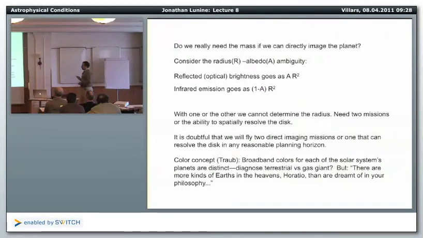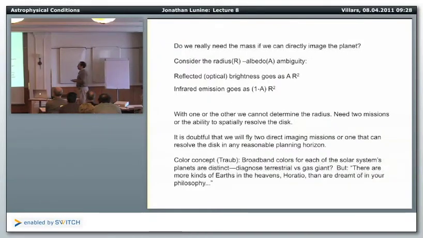And there's a classic problem in solar system observations of asteroids, where if you only see the optical brightness, the reflected light from the object, let's say the planet, that goes as the albedo times the radius squared, and you don't know whether it's a small object that's very bright or a big object that's very dark. If you have the infrared emission, that emission goes as 1 minus the albedo times r squared. If you have both, you can divide out the radius and determine the albedo. Well, it's highly unlikely that we're going to be flying both an optical and an infrared terrestrial planet finder at the same time, or at least in our lifetimes.